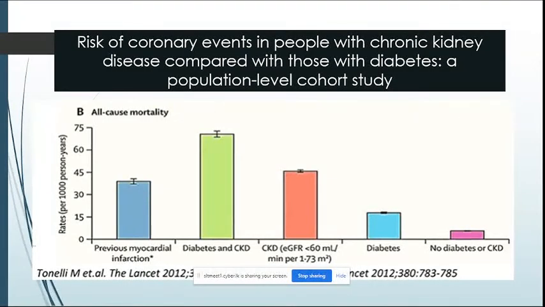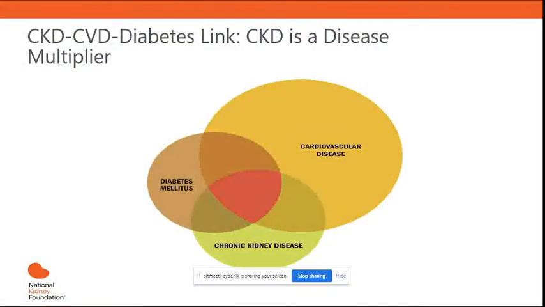So on your right-hand side, you see if you are not a diabetic and do not have CKD, your risk of developing a coronary event is very low. If you are a diabetic, you have a fairly high risk. If you have chronic kidney disease, even higher. And if you are a diabetic with chronic kidney disease, you have a very high chance of developing cardiovascular disease.